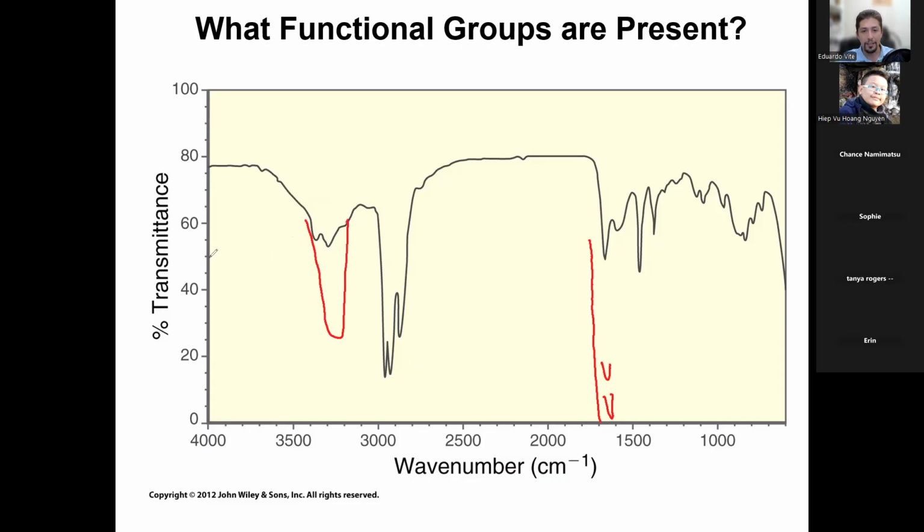This signal here is actually a little less than 50%, so it's actually not strong at all. It's weak medium, like it's medium but a little weak. And also it's not one peak. There are two peaks here. You see that? One and two. That's very telling. That's right. Brandon said two peaks, primary amine.